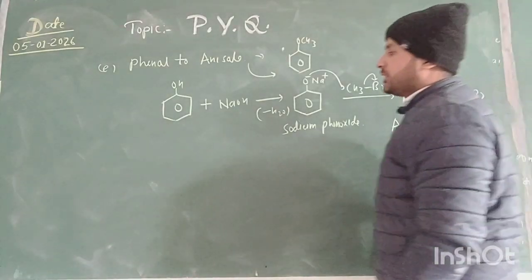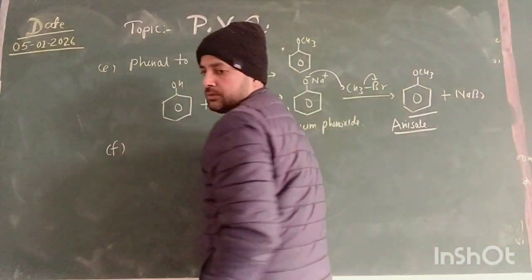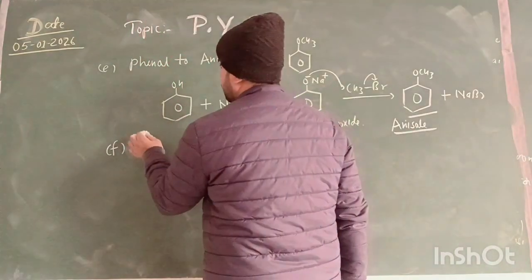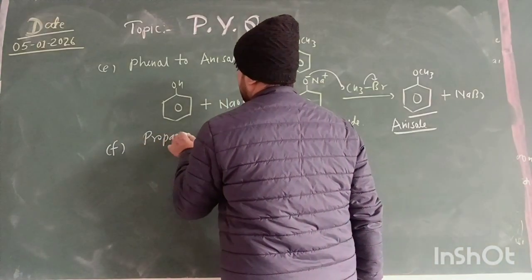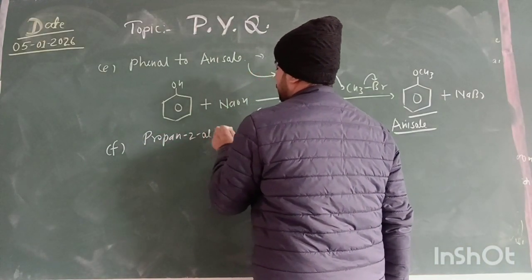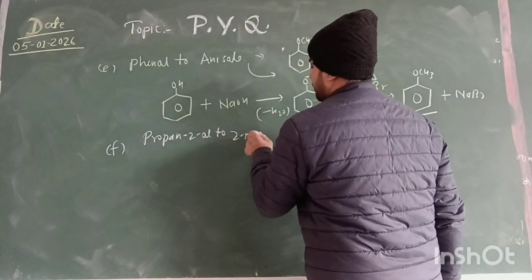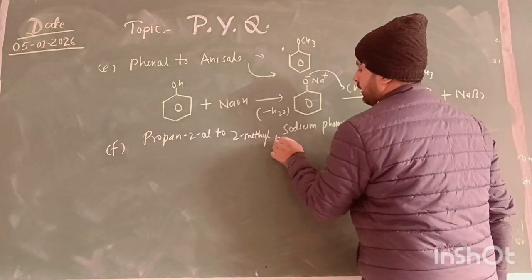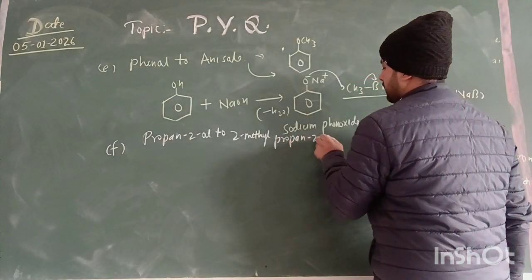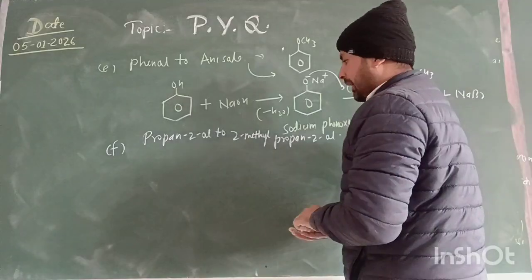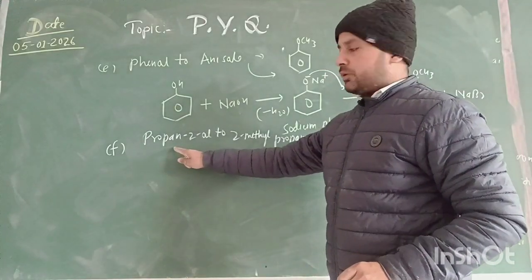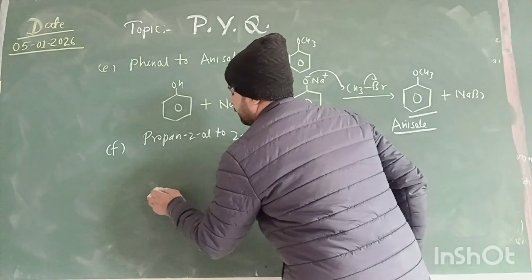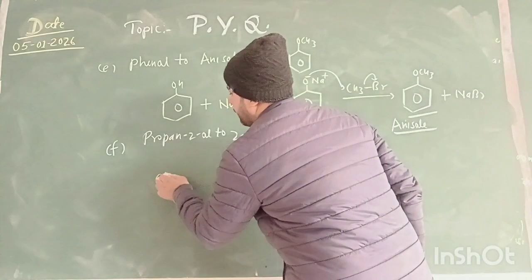Okay. Our next conversion is propane 2-ol to 2-methyl propane 2-ol. So we have to convert propane 2-ol to 2-methyl propane 2-ol. So what can we do? First we will write what propane 2-ol is. So propane 2-ol is this one.